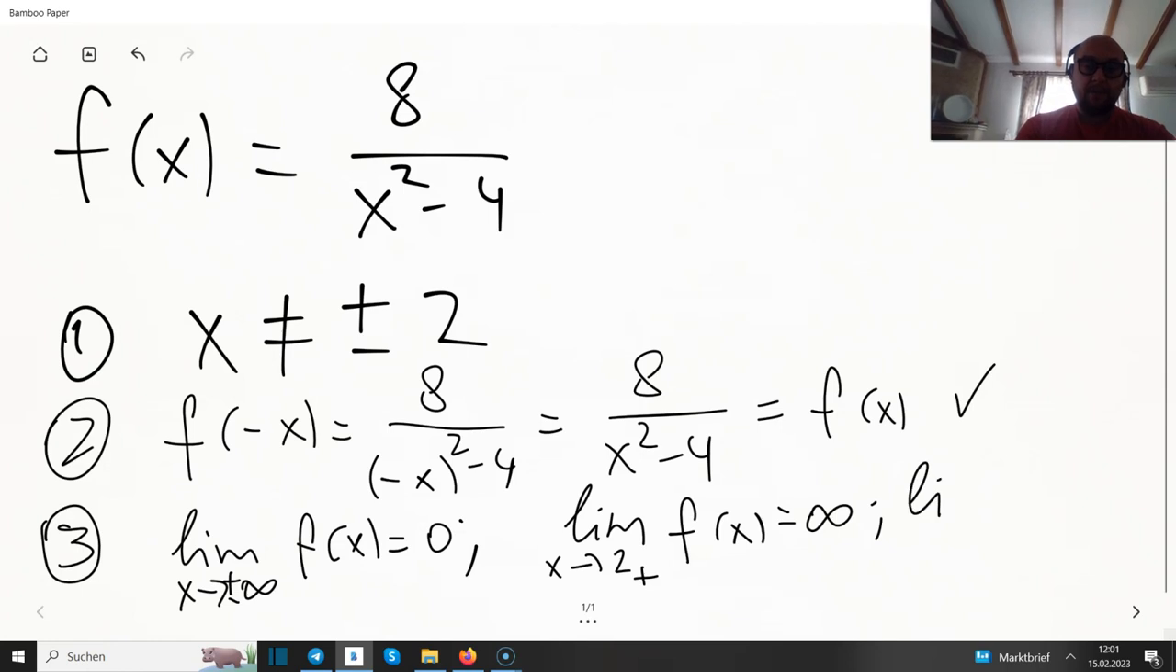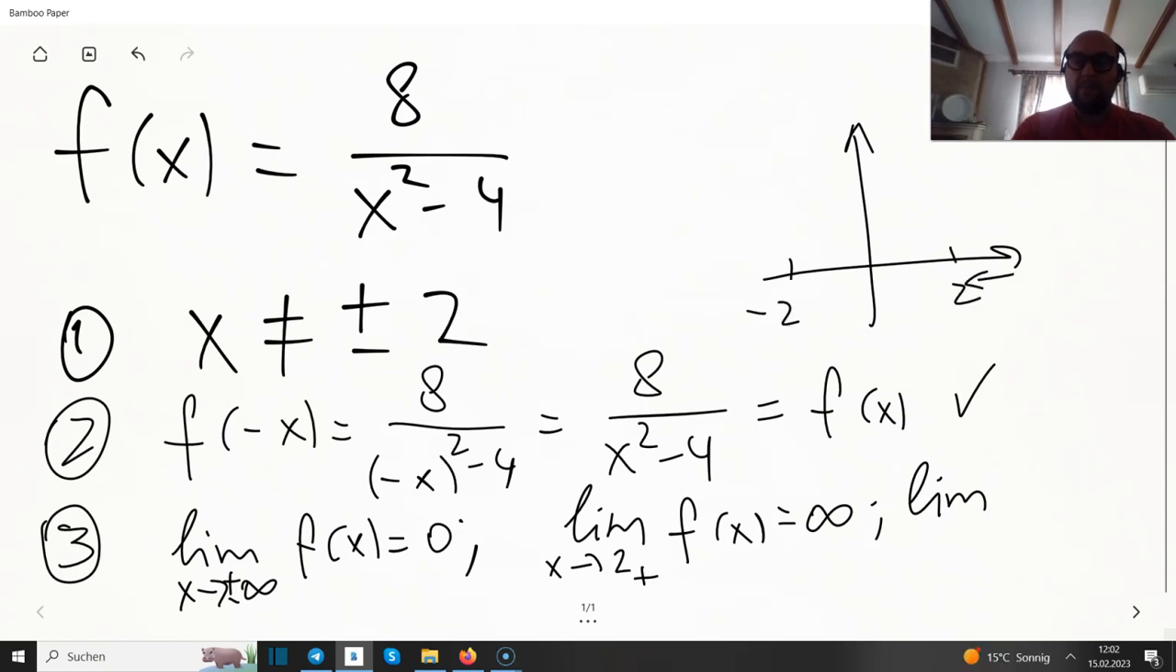Because of the symmetry, so we're slightly behind 2, let me put it here. So this is 2 and this is minus 2. We're further than 2, we're coming from this side. This is the same result as we're going to have here. So limit x towards minus 2 from the left-hand side must give me, because of the symmetry, once again, the same result.